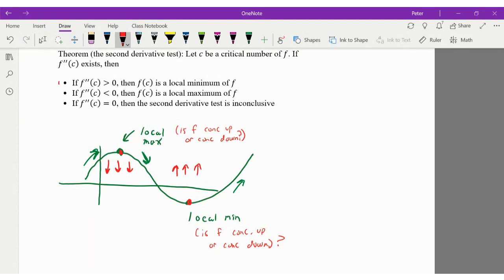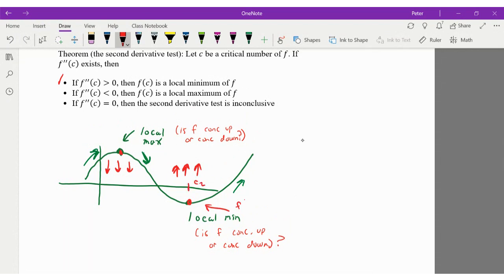In the case where the second derivative is positive, that's the situation you see on the right, where we have a concave up function, and its local min is there. So what we would get here is that f. Let me give these numbers.